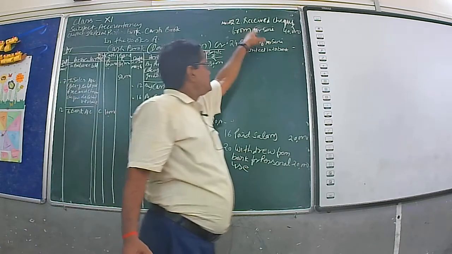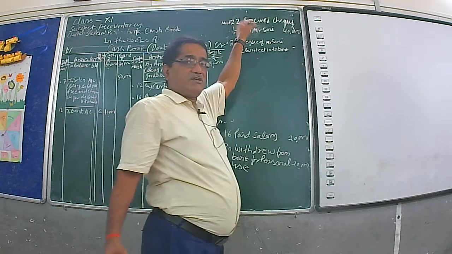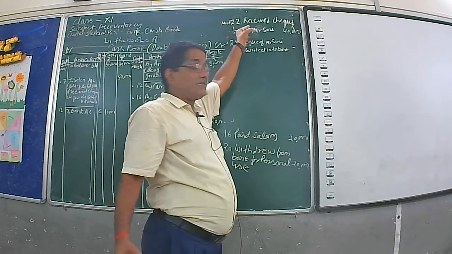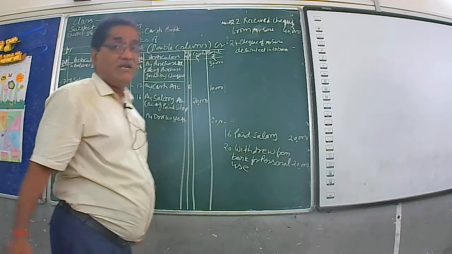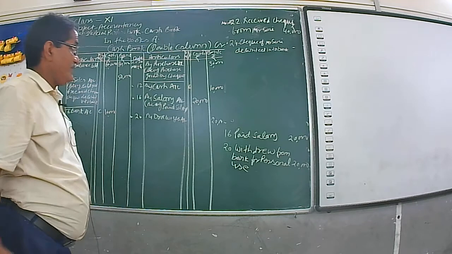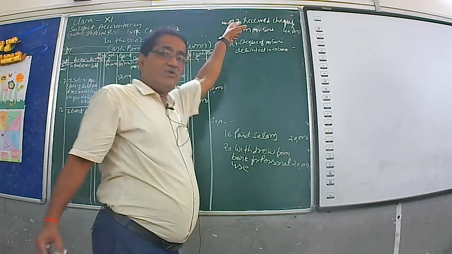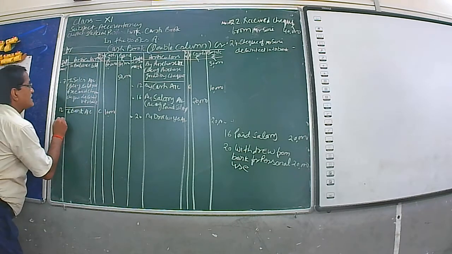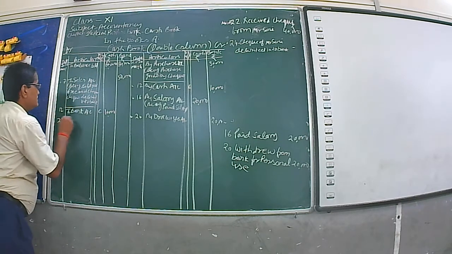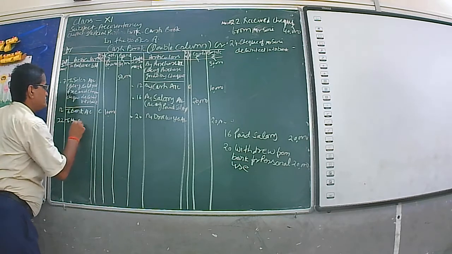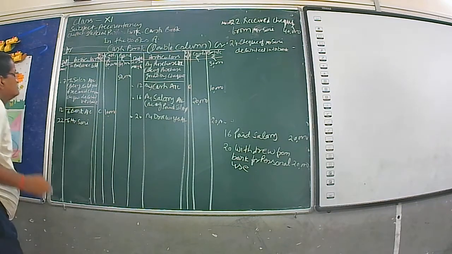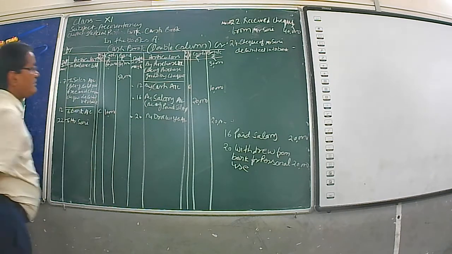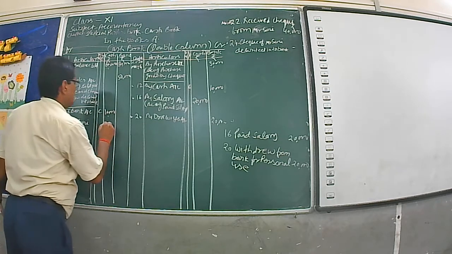That's why this check will be considered as cash. Though it is a check, it will be considered as cash. That's why the journal entry for that one will be: Cash account debit to Mr. Soni. So on 22nd March, to Mr. Soni, and the amount will be in the cash column of the cash book.